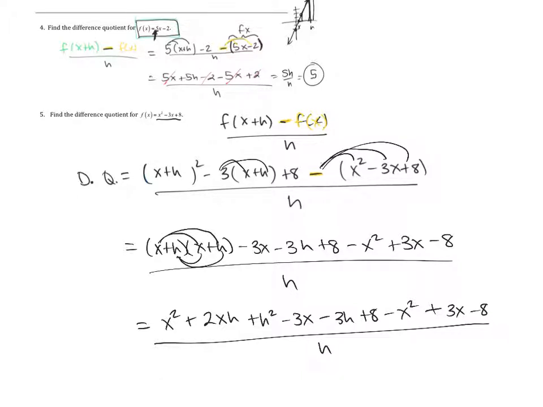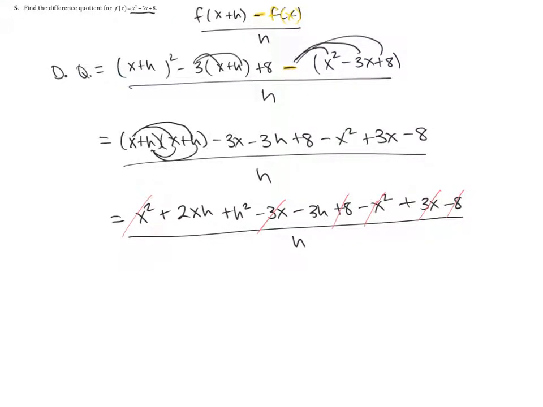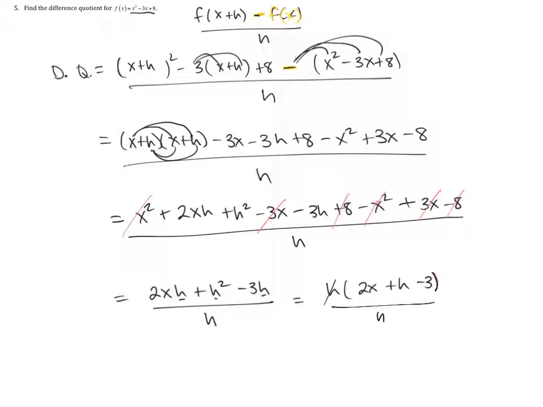And then we see what we can simplify. My x squareds add up to 0 there. My 3x's and also my 8's. Okay, so then I would get 2xh plus h squared minus 3h all over h. And then we can factor out, each of these has an h, so I'm going to factor an h out. So I've got 2x plus h minus 3, all over h. And then my h's can cancel, so the difference quotient here is 2x plus h minus 3.